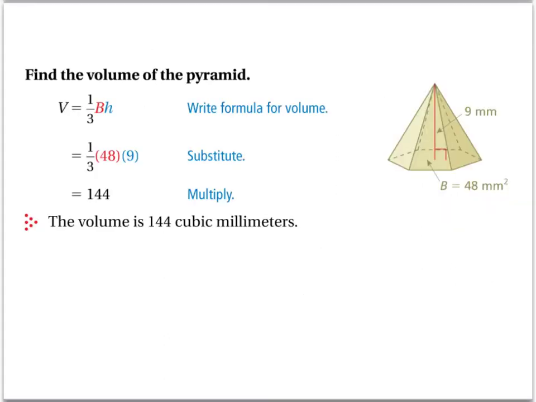Here's a prime example. This time they gave you the area, 48. Here's the volume, 1/3 base times height. Obviously 48 we're plugging in because 48 is the base here. We're multiplying that by 9. But we have to divide it by 3 at the end, or multiply by 1/3, and that gives us a volume of 144 cubic millimeters.